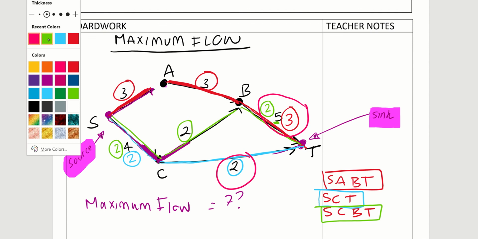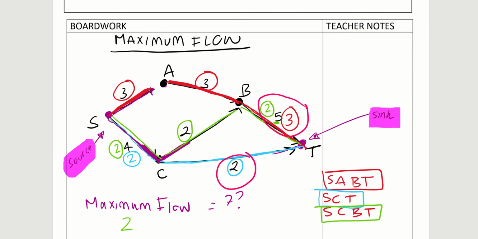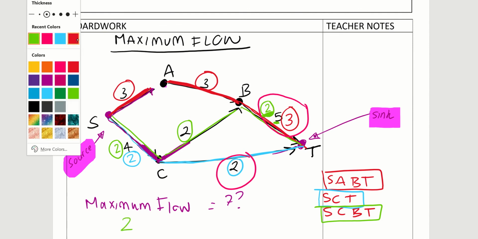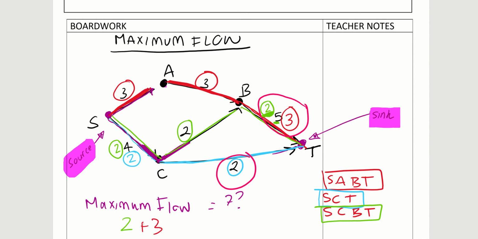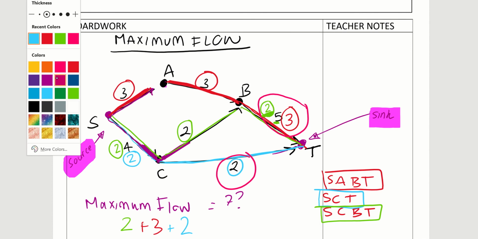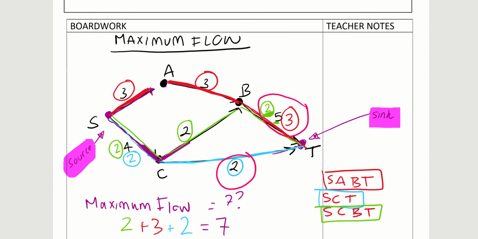So if I keep the colour going, it would be the 2 from here, plus the 3, and then plus the 2, which gives me an answer of 7. So the maximum flow through this network is 7 litres. I'll just rerun that last step there. It's always just a matter of any circled numbers that you have on those last edges that meet the sink, you add them all up. Okay, so the 2 plus the 3 plus the 2 gives me my maximum flow.